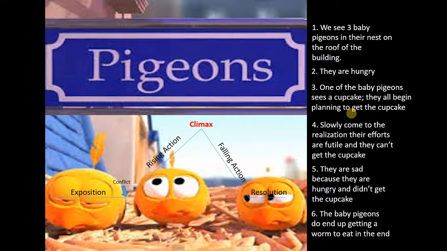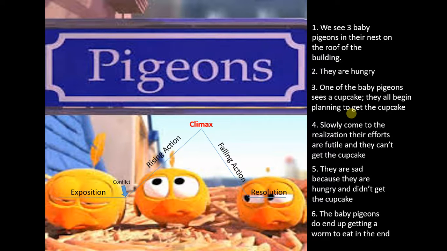This has kind of a different resolution though, because they do eventually get food in the end, but it's not how they thought they were going to get it, so it's kind of a plot twist. They do get food from an outside source, their mother, which is the resolution in this case. They are able to solve their problem, right? The problem was they were hungry, they didn't have any food, and now they do have food.